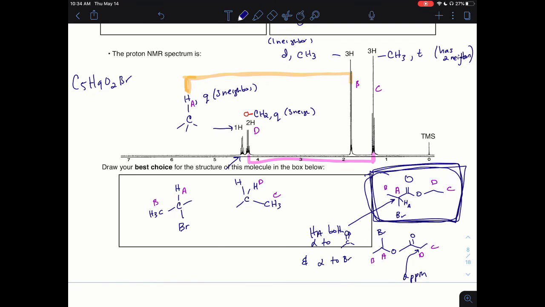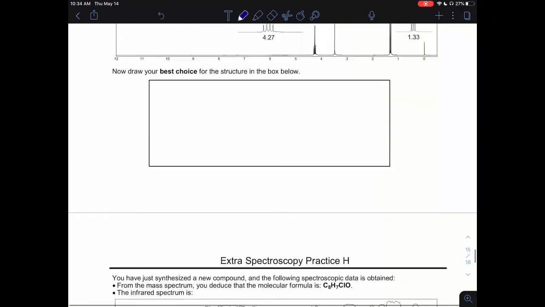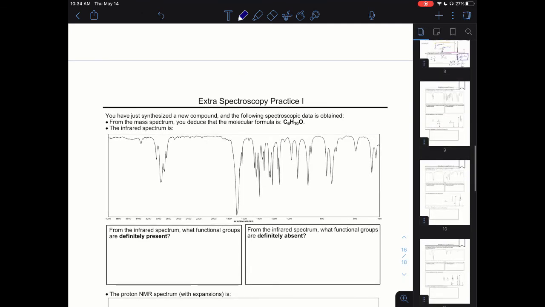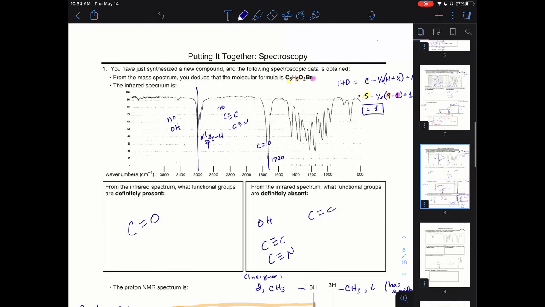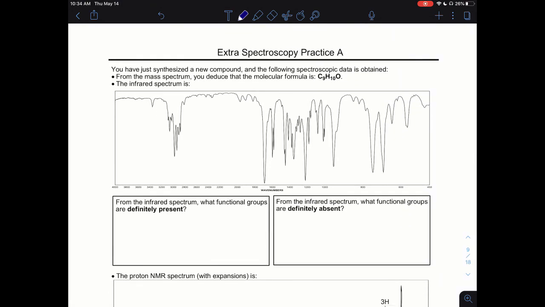Okay, so now you have a million practice problems. Look at this. Wow, we're all getting dizzy. So many practice problems. You need to practice. The key is to be systematic, and you have a lot of information for these problems. So I'm going to lead you through what to do.